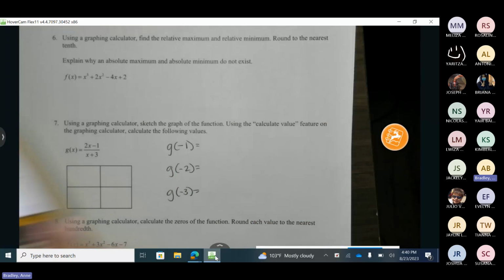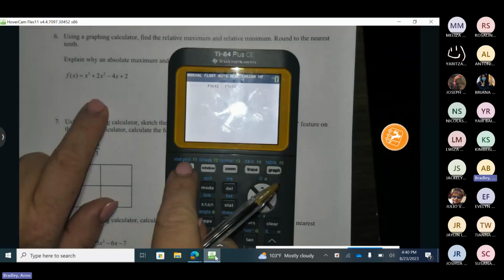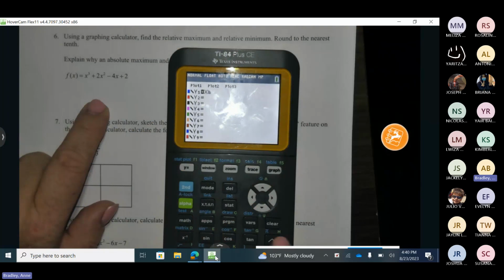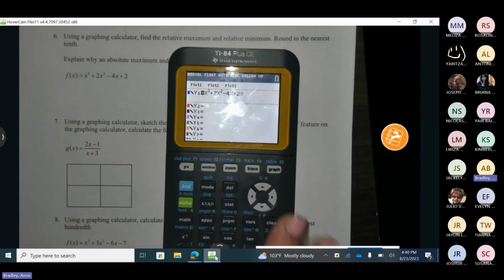Right, we are going to go on now to page number 2 and look at problem number 6. So problem number 6, again, we're going to reset the calculator after each problem. And I'm going to take the function that I provided, x to the third. As a reminder, we want to use the arrow key to bring it back down, plus 2x squared, subtract 4x plus 2.